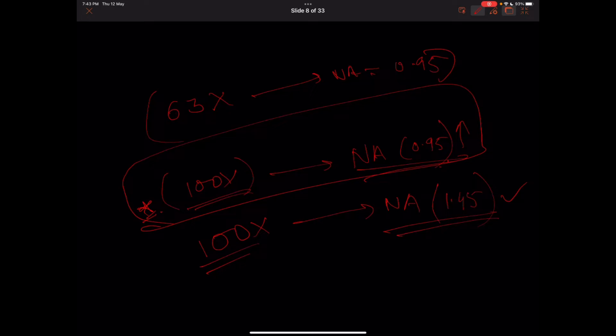Am I saying that you will not be able to see anything with this? No, you will definitely be able to visualize with a higher magnification. However, how much that magnification will be of use to you without a significant increase in the numerical aperture is the question that you have to ask yourself.